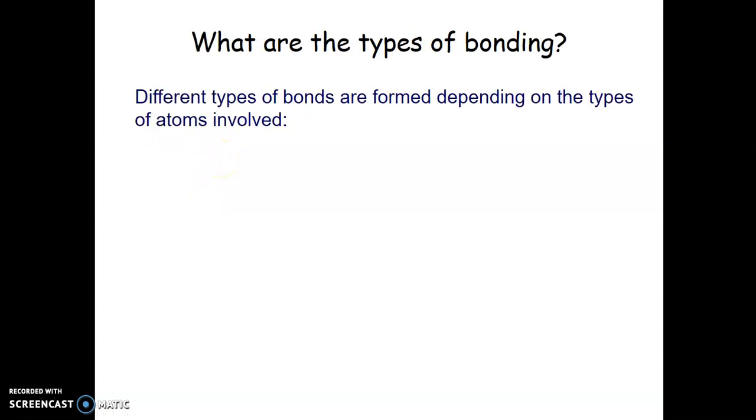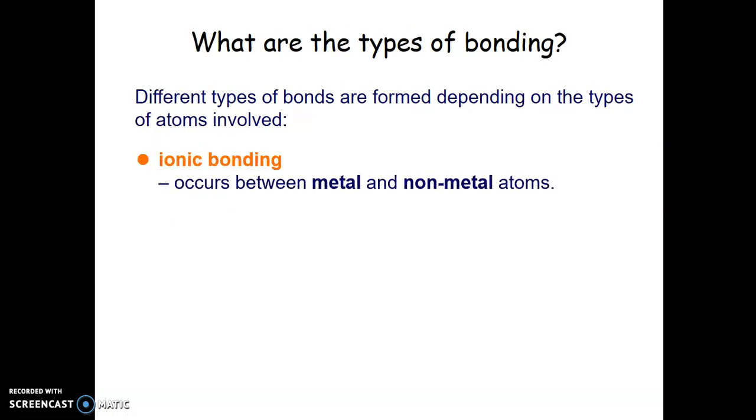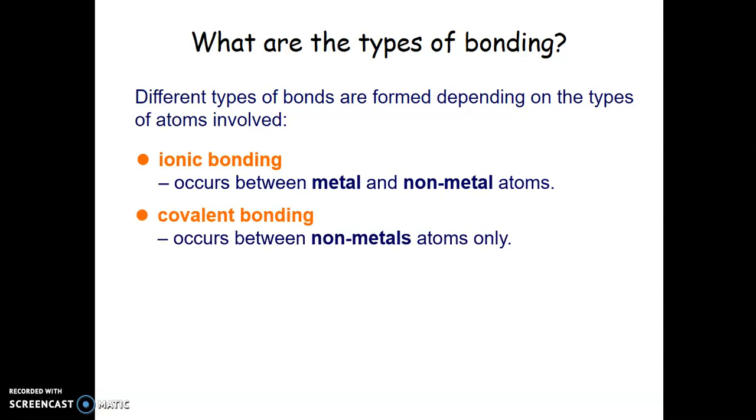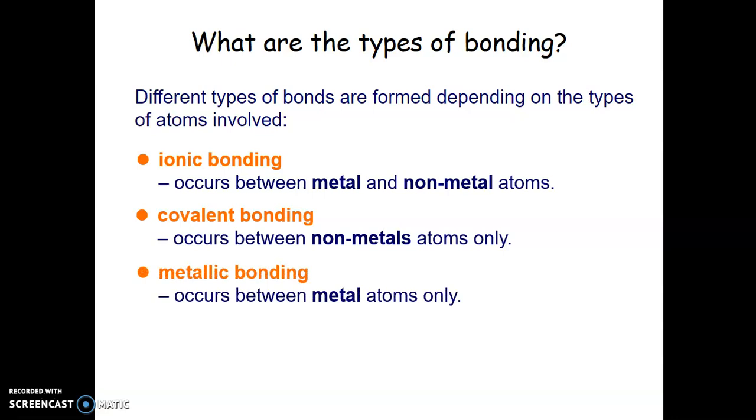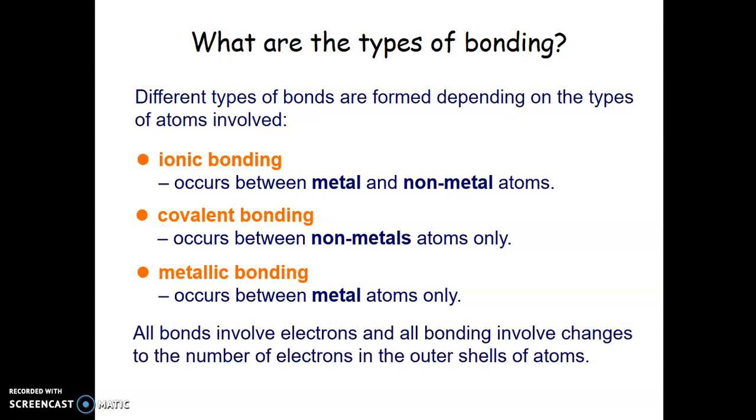Okay, right, so different types of bonding. We're going to look at ionic bonding in this video. It is always between a metal and a non-metal. If one atom is a metal and one is a non-metal, it is ionic bonding. Covalent bonding is between non-metal atoms, we'll get to that in a future video. Metallic bonding, as the name suggests, is between metal atoms. Again, we'll cover that in a video yet to come. All bonding, regardless of what type it is, involves electrons, and it involves changes in the number of electrons in the outer shells of atoms.